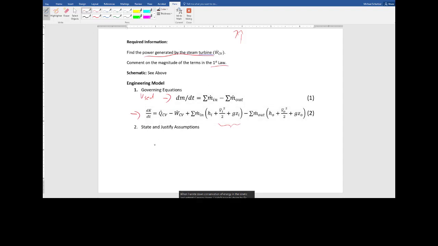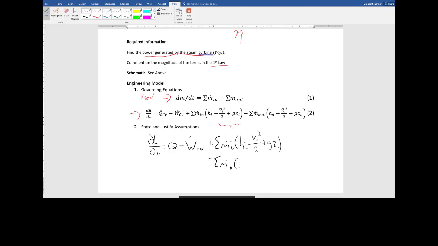So here, even though this takes me a couple extra seconds to do, every time I do one of these open first law problems, I'm going to write down the whole version of the first law. So dE/dt is equal to Q dot minus W dot plus the sum of m dot in (h in plus V in squared over 2 plus g z in) minus the sum of m dot out (h out plus V out squared over 2 plus g z out).